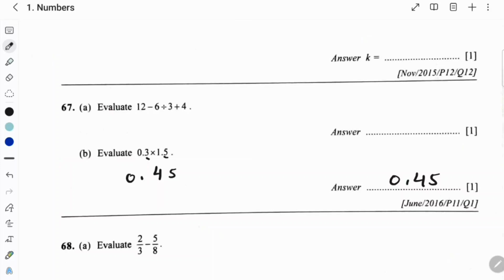For example, in 67A part, you have such questions. So you do division first. Okay, so 12 minus 6 divided by 3 is equals to 2. So you write down 2 and then plus 4. Okay, so now 12 minus 2 is 10. 10 plus 4 is 14.